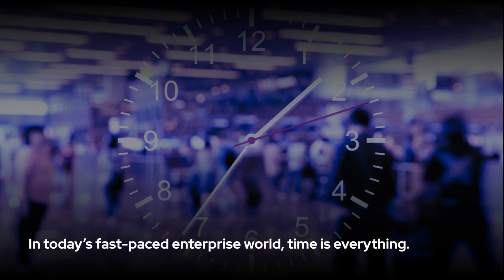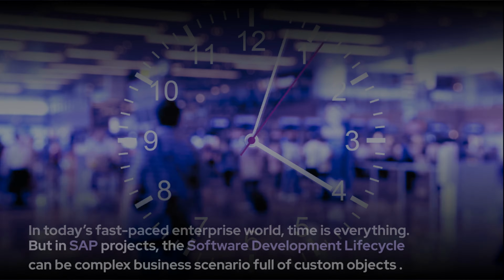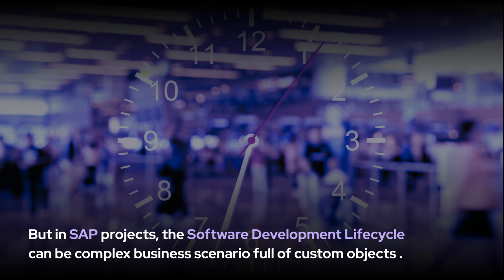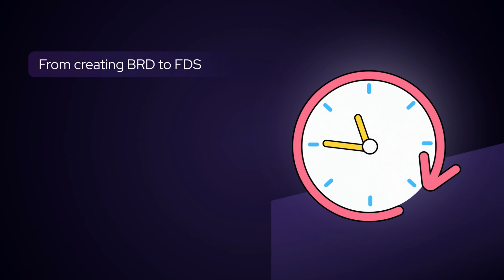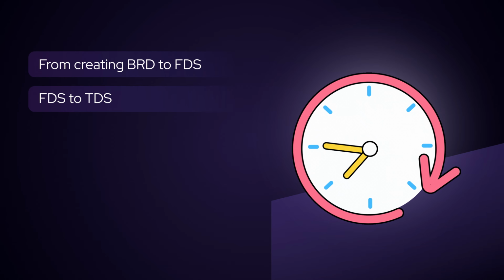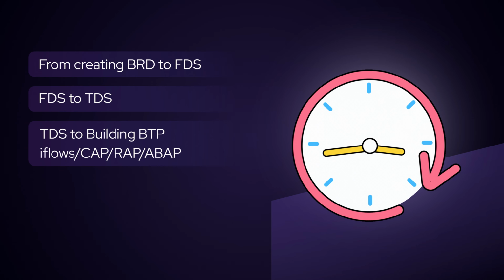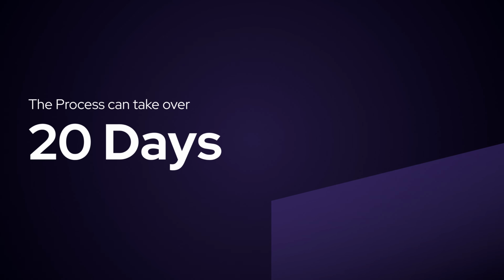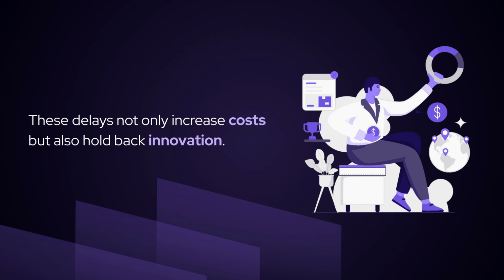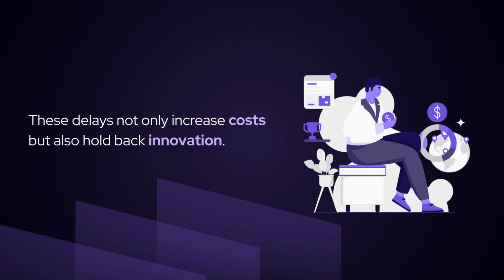In today's fast-paced enterprise world, time is everything. But in SAP projects, the software development lifecycle can be a complex business scenario full of custom objects. From creating BRD to FDS and FDS to TDS, to building BTPI flows, plus automating test script creation and execution, the process can take over 20 days. These delays not only increase costs, but also hold back innovation.